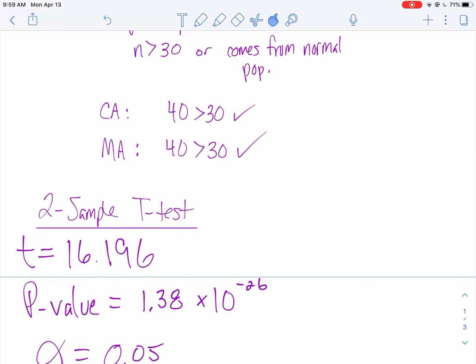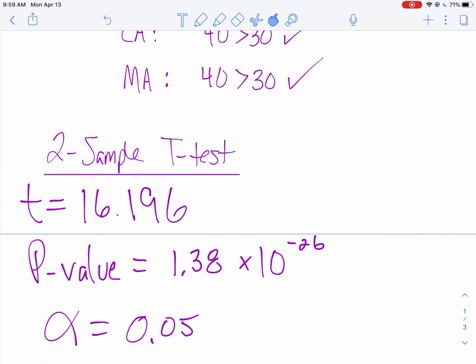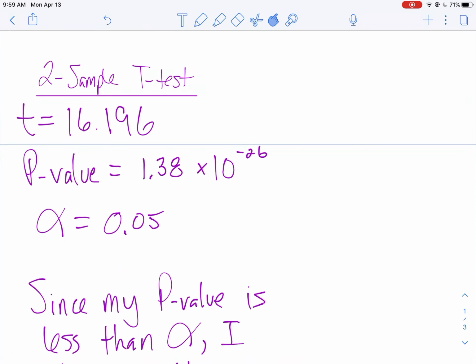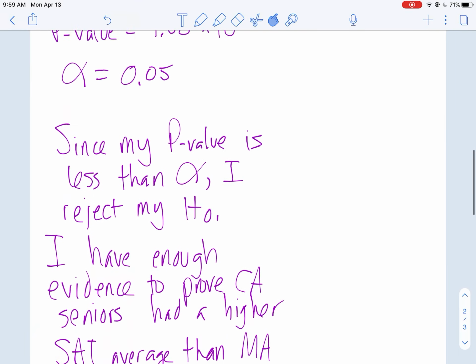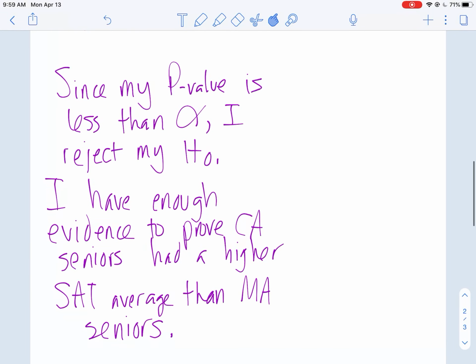I then ran a 2-sample t-test on my calculator, in which I had to note my average, my standard deviation, and my sample size. I took note of my test statistic and my p-value. And then, just like we've been doing, I used that p-value to establish a conclusion. In this case, since it was less than my significance level, I rejected my null hypothesis, and I was able to prove my alternate. So that's what we're going to be doing here with hypothesis tests that have to do with means.